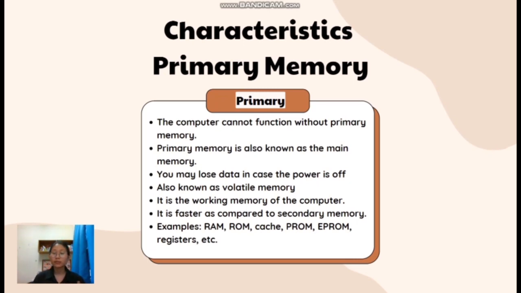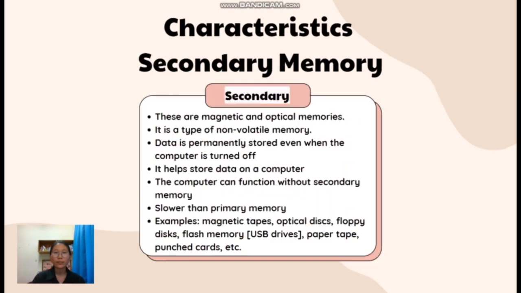Primary memory is also known as volatile memory. Volatile memory means that when the computer is shut down or powered off, all the data in the random access memory, which is RAM, will be erased. That means you may lose all the data in case the power of the computer is off. Primary memory is the working memory of the computer as it holds information temporarily. It's faster compared to secondary memory because it has direct access to the CPU. Examples of primary memory are RAM, ROM, cache, PROM, and so on.